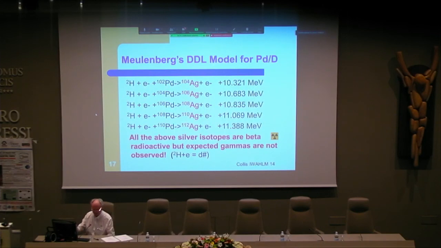So now we pass on to Jean-Luc and Muhlenberg's deep Dirac level model. A deuteron and an electron, I should use your notation of a D bar for this, but I've used more standard notation, reacts with most palladium isotopes, creating radioactive silver. Again, we don't notice these predictions, so I'm a little bit doubtful about this.